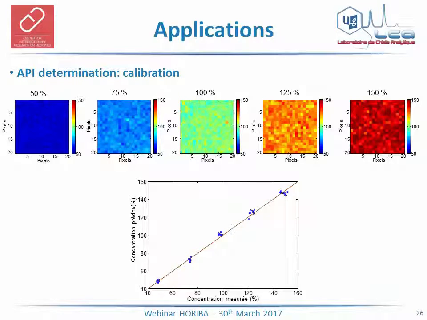The development of the quantitative application based on Raman imaging is close to Raman spectroscopy. Calibration mapping and reference methods are used to build a regression model such as PLS regression. In this example, calibration mapping from 50 to 150% of the target concentration were required, and an HPLC was used as reference method. A good agreement between the percentage of API measured by the reference method and the percentage of API predicted by Raman imaging was obtained, as one can see on this slide.